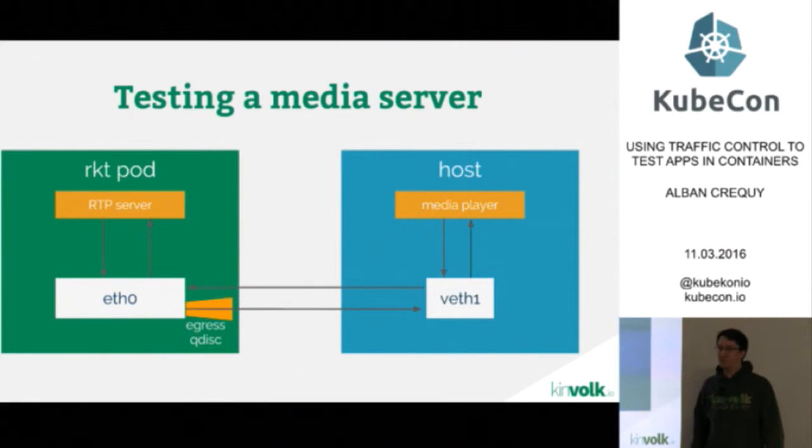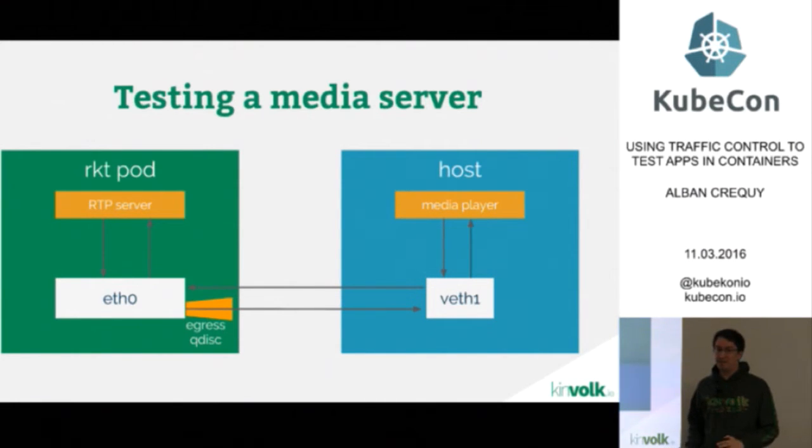I will come to my first demo. What I would like to demo is to have a container running with Rocket with a media server. The media server is just an RTP/RTSP server. RTP is a protocol to serve media files over UDP, and RTSP is a control channel using TCP.